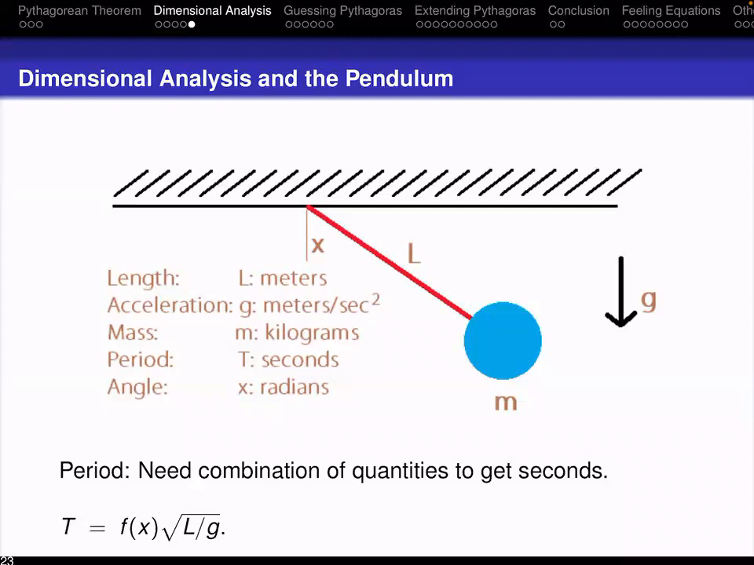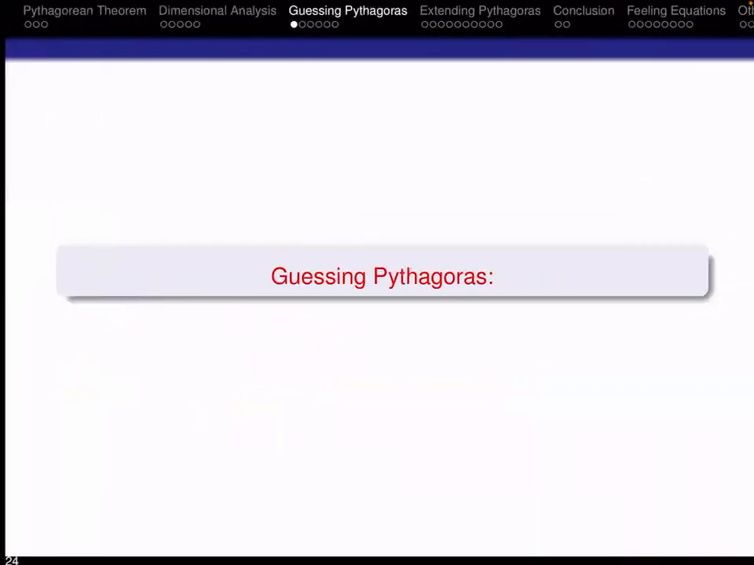But again, this is the power of dimensional analysis. We now know the functional form without even developing any advanced theory. It's just the only way we can combine the quantities.